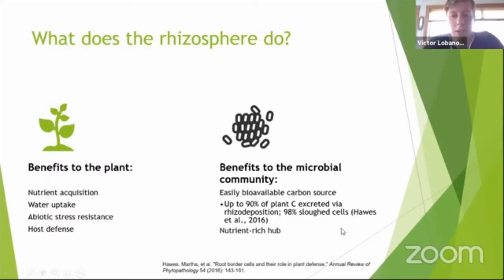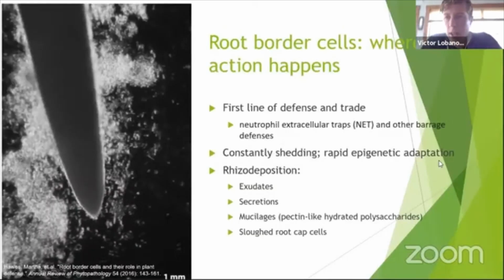And we're going to talk about rhizodeposition and how, as the roots are growing, they're shedding a lot of cells, and most of that secreted carbon is in the form of these sloughed-off cells. Because of that, the rhizosphere is a really nutrient-rich environment compared to bulk soil.